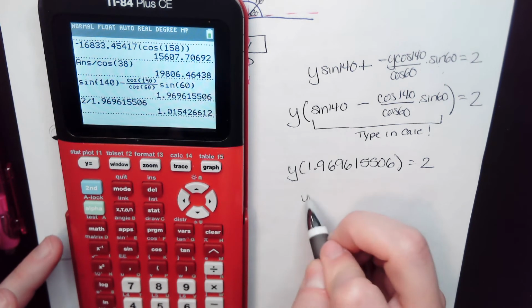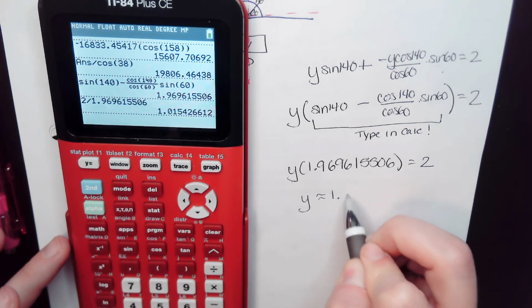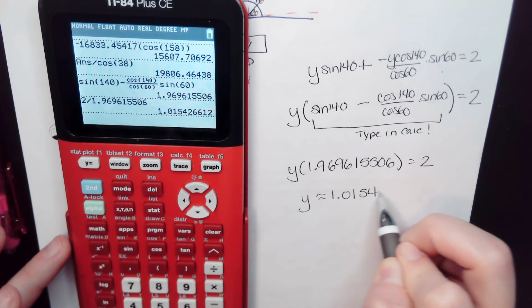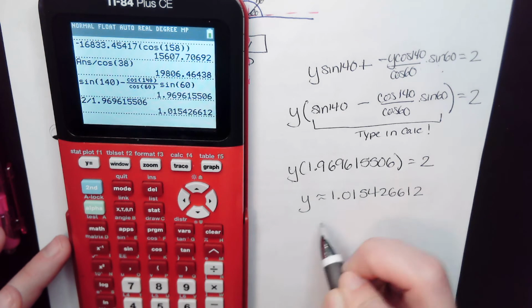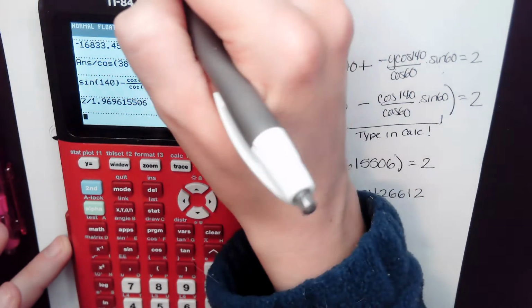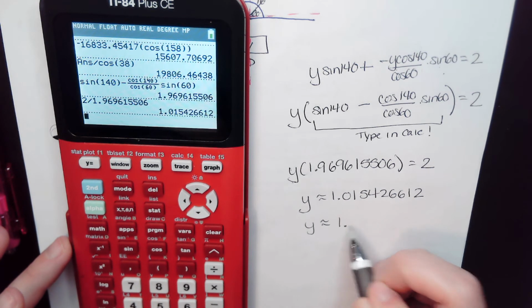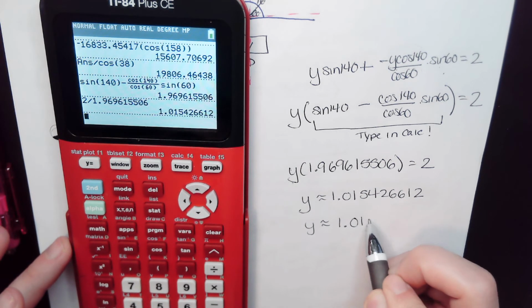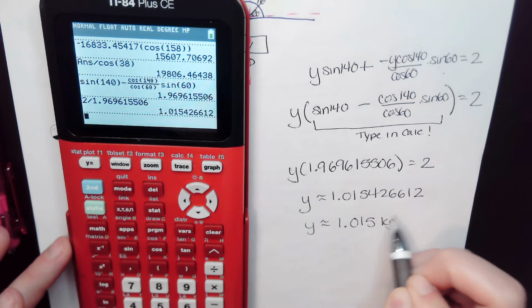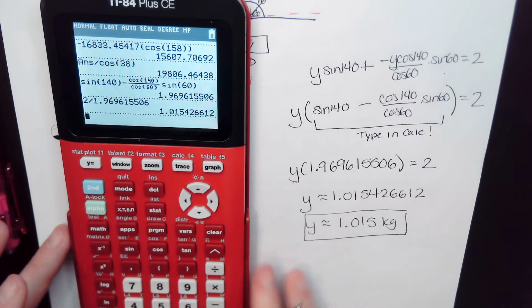And we get another decimal. And then this one says to round to the nearest thousandth. So that's 3 decimal places, so 1.015 kilograms for our y. Almost done. Now you just need to find x.